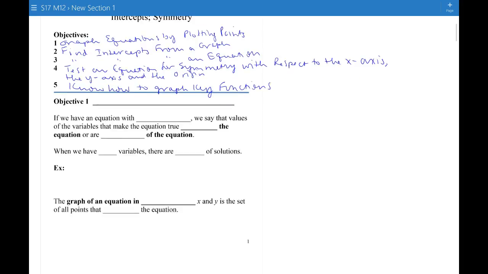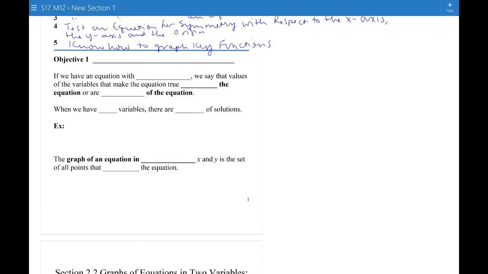Okay, so first, remember about graphing equations by points. If you have an equation with two variables, so look at how this is different than what we've been doing in chapter 1, where we only had one variable. Now we have two variables. And we say that values of the variables that make the equations true, the word we use is satisfy. They satisfy the equation, or they are solutions of the equation. So when we have two variables, there are lots of solutions.